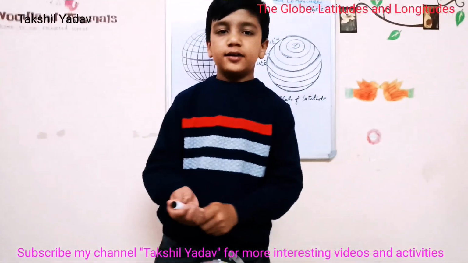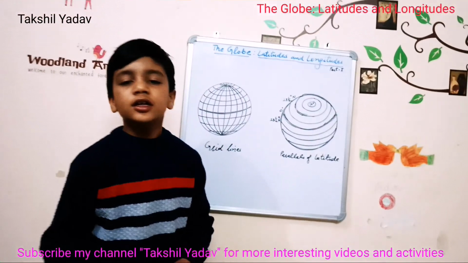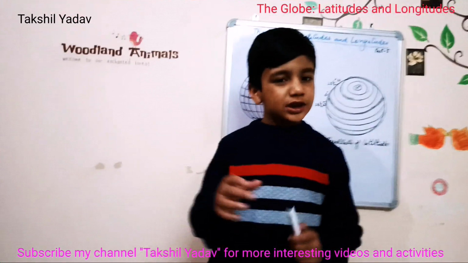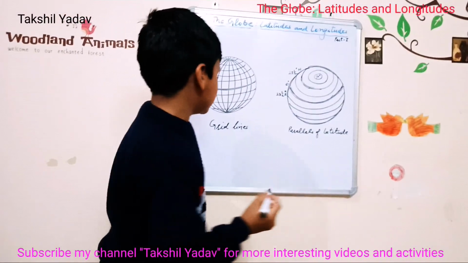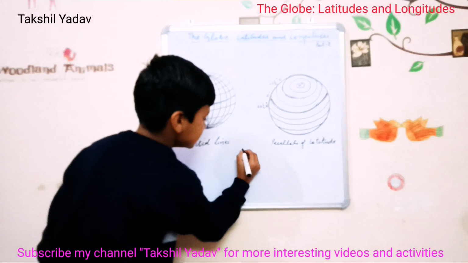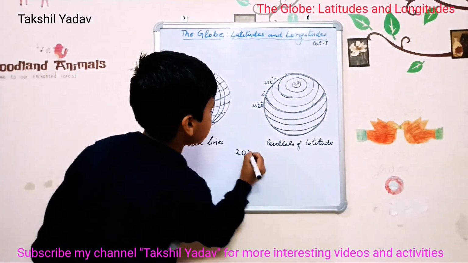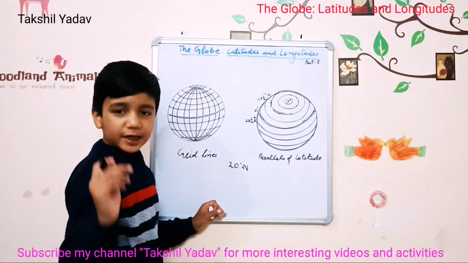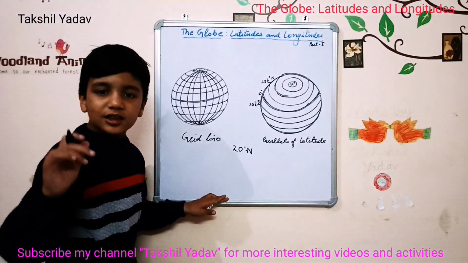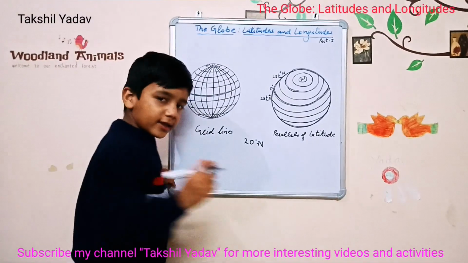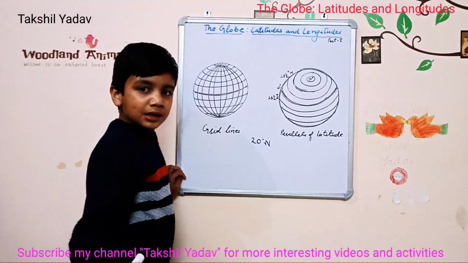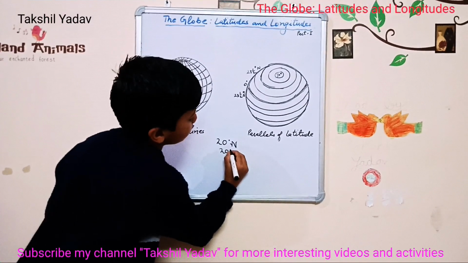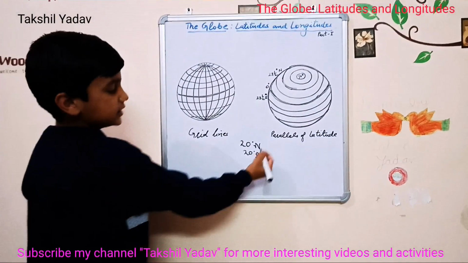There is one main thing. There are two places, one in the northern hemisphere and one in the southern hemisphere. Both measure 20 degrees each. But the only difference is the place in the northern hemisphere measures 20 degrees north. Yes, we use N to denote that the place is located in the northern hemisphere, and the location of the place in the southern hemisphere we will write as 20 degrees south. Yes, this is the main difference.